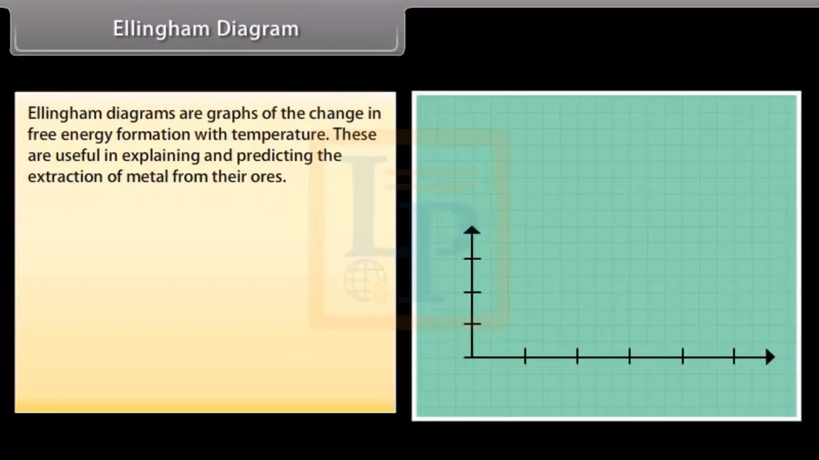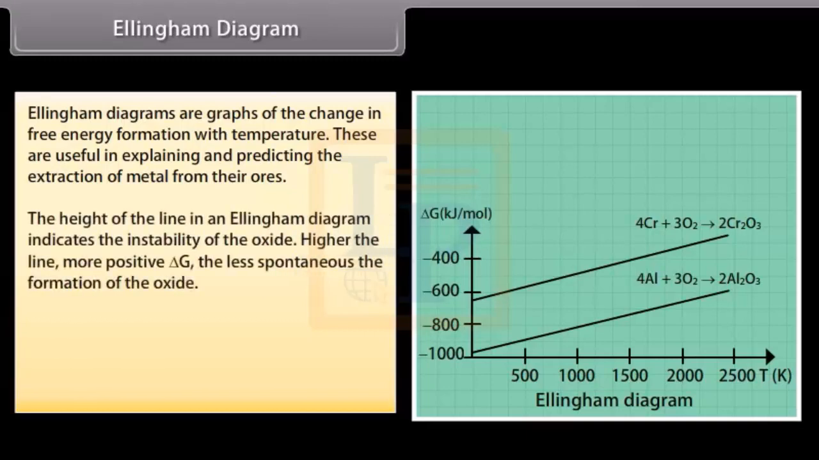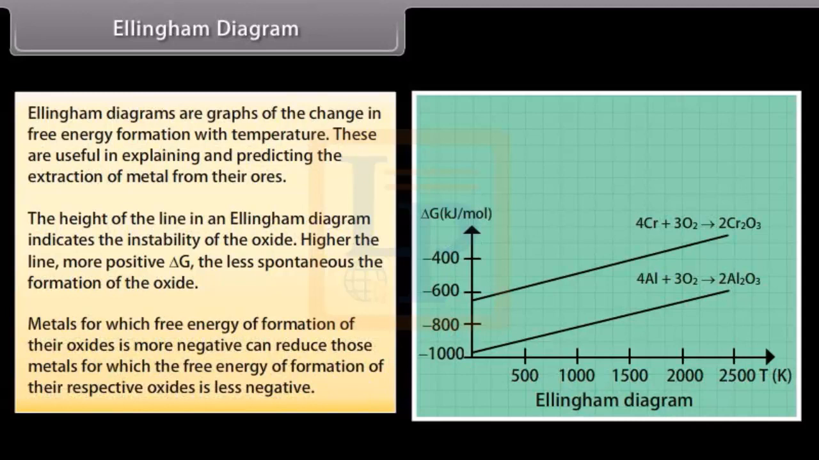Ellingham diagram. Ellingham diagrams are graphs of the change in free energy of formation with temperature. These are useful in explaining and predicting the extraction of metal from their ores. The height of the line in an Ellingham diagram indicates the instability of the oxide. The higher the line, the more positive delta G, and the less spontaneous the formation of the oxide. Metals for which the free energy of formation of their oxides is more negative can reduce those metals for which the free energy of formation of their respective oxides is less negative.